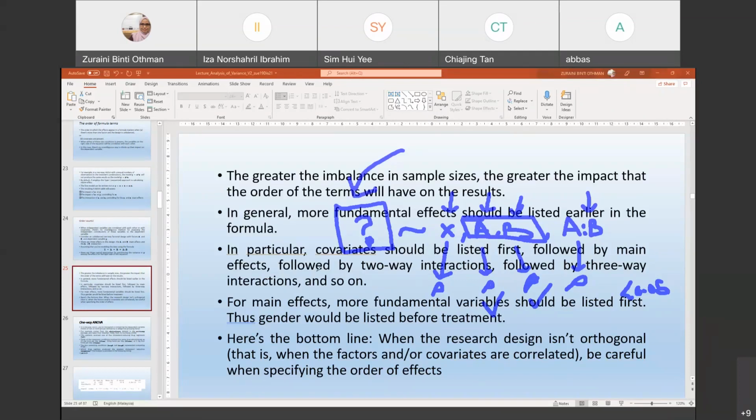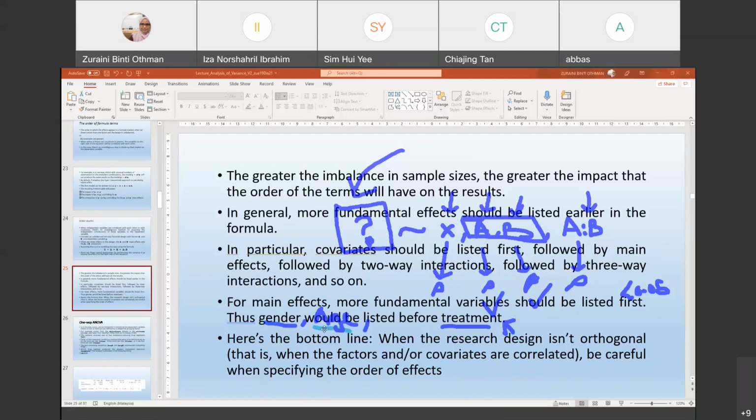For main effects, the more fundamental variable should be listed first. So we have to determine which variable is more fundamental. For example, gender is more fundamental than the treatment. Maybe after gender, we want to know the age, for example. These two are more fundamental, then the treatment will come. Which treatment is the more fundamental one?